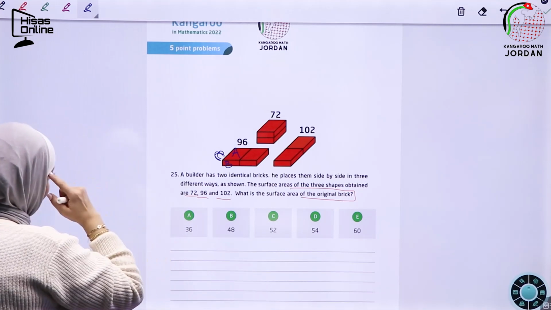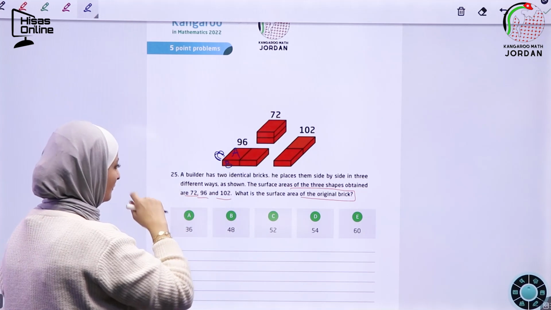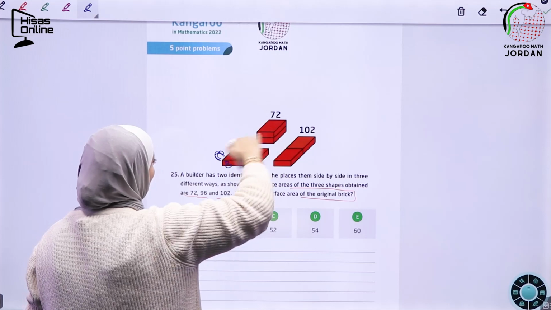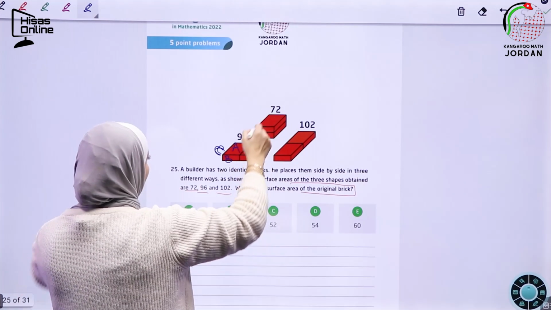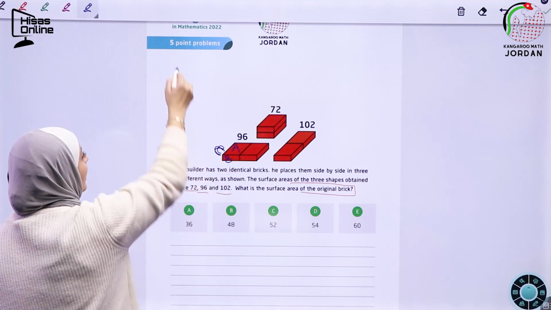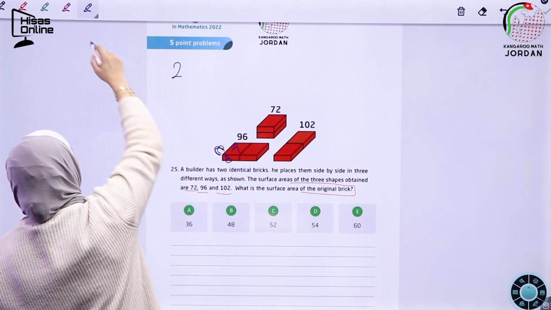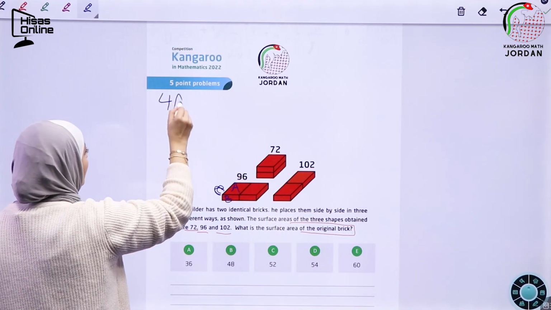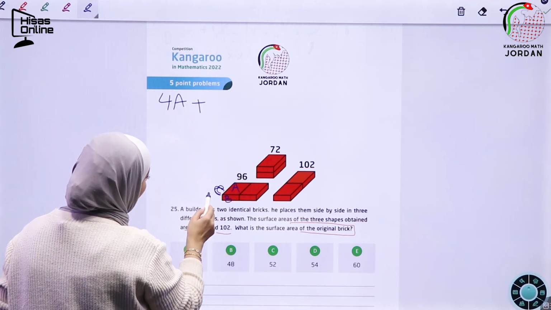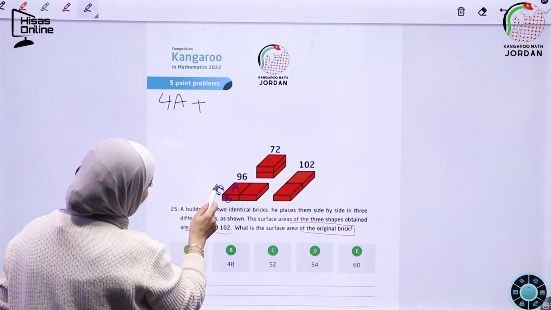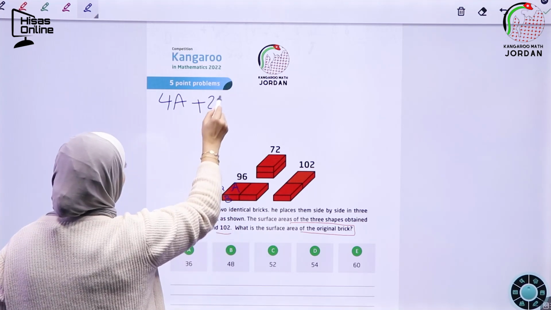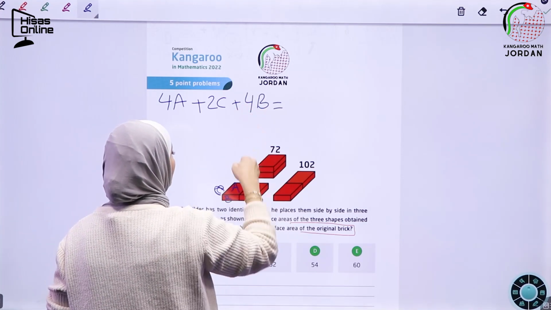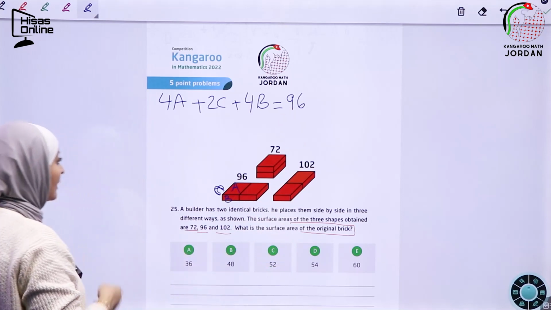Okay. Let's see, how can we make it? In this case, let's assume at the top is A. Okay. Let's start with the 96. We have 2A in the first one, and 2A here is 4A. Okay. So we have 4A plus, this is the 4A. And we have 1C, 2C, plus we have 4B. That gives you 96. We will do the same thing each time.